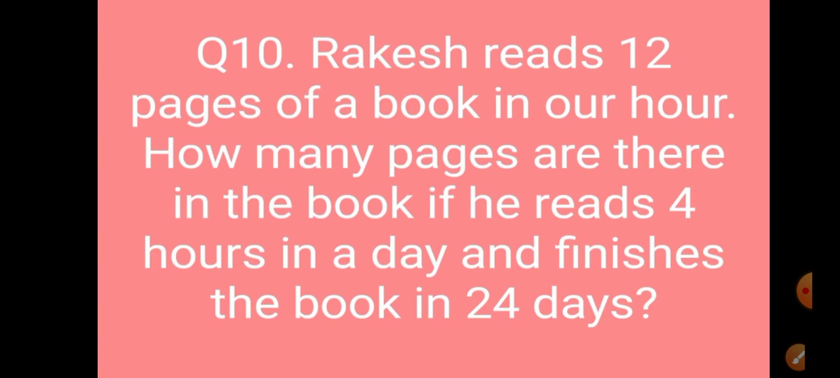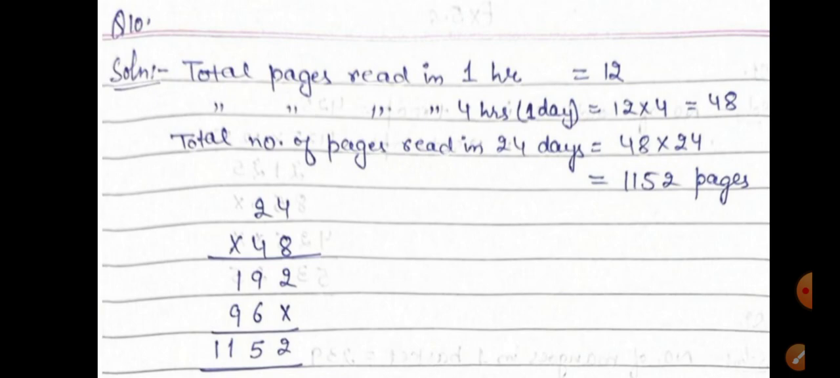Next example is, Rakesh reads 12 pages of a book in 1 hour. How many pages are there in the book if he reads 4 hours in a day and finishes the book in 24 days? Means total pages read in 1 hour, that is 12. Means एक घंटे में कितने पेजेस पढ़ेंगे? 12. So total pages in 4 hours in a day. एक दिन में 4 घंटे में कितने पेजेस पढ़े? That we can find 12 into 4, that is 48 pages.